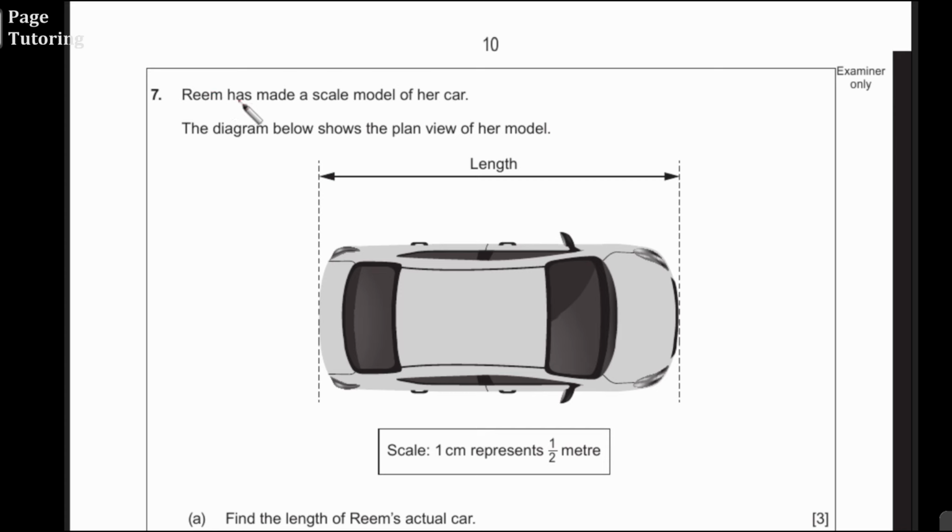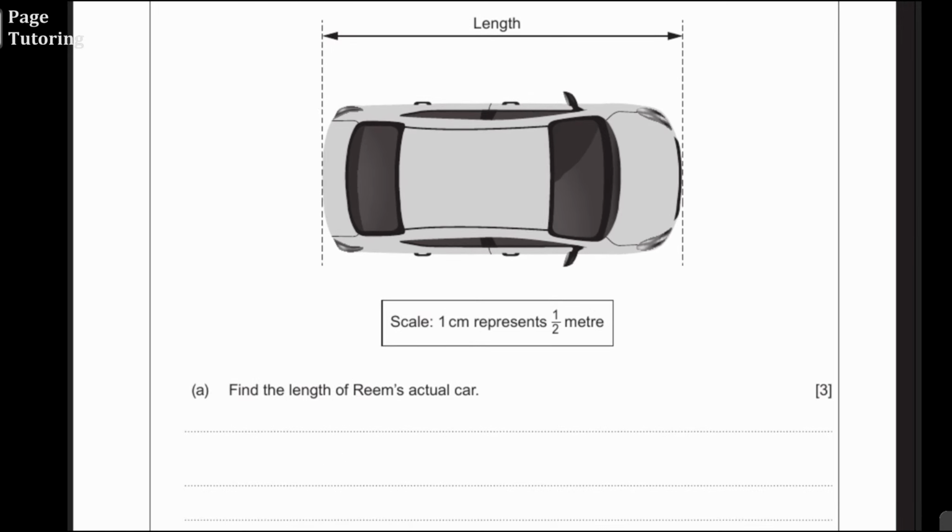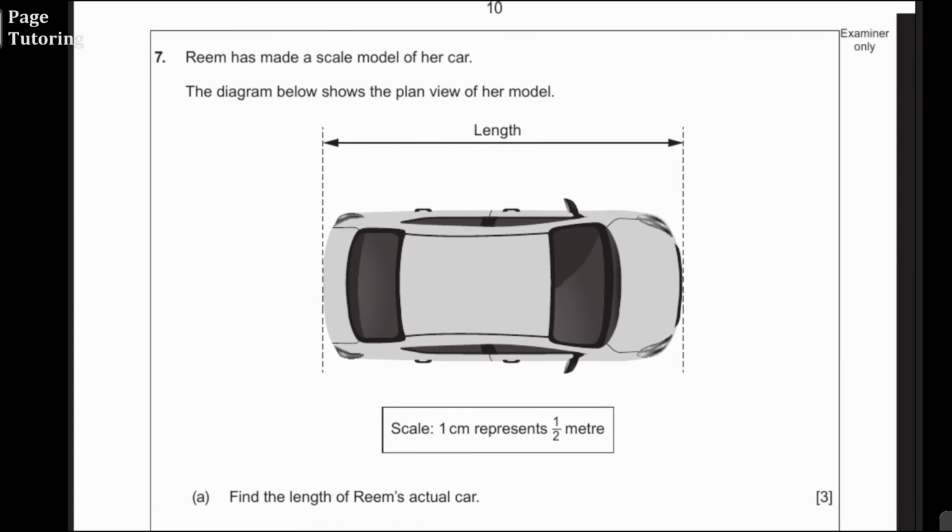And it says, Reem has made a scale model of her car. We can see that here. The diagram below shows the plan view of her model. Okay, so all of these words up here we can now ignore because we can glean that from looking at our diagram. So if we go to part A, it says find the length of Reem's actual car. Well, we've got a scale drawing. It doesn't say it's not to scale, so that's leading us to use a ruler.